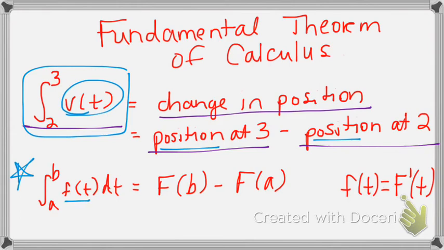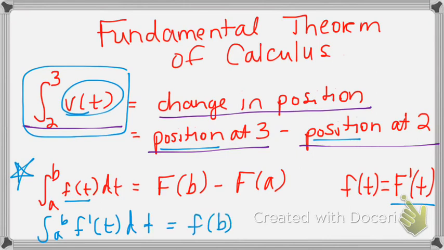Little f of t is the derivative of big F of t. I don't like the way that they write it. I would rather them write this. But the notation you'll normally see is the one written in red. Basically, it's saying the integral of the derivative from a to b is the same as the original evaluated at b minus the original evaluated at a.